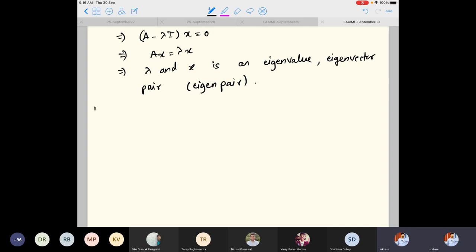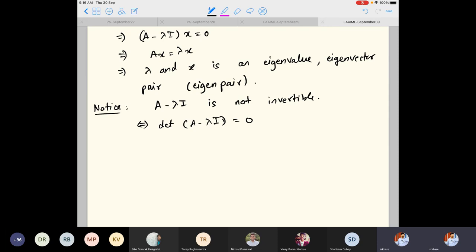Okay, so now one thing to be noticed here is that A minus lambda I is not invertible. So you have to find out lambda such that this is going to happen. But A minus lambda I not being invertible is the same as saying determinant of A minus lambda I is equal to 0, because the matrix is invertible if and only if determinant is not equal to 0. That means the matrix is not invertible if and only if determinant is equal to 0.